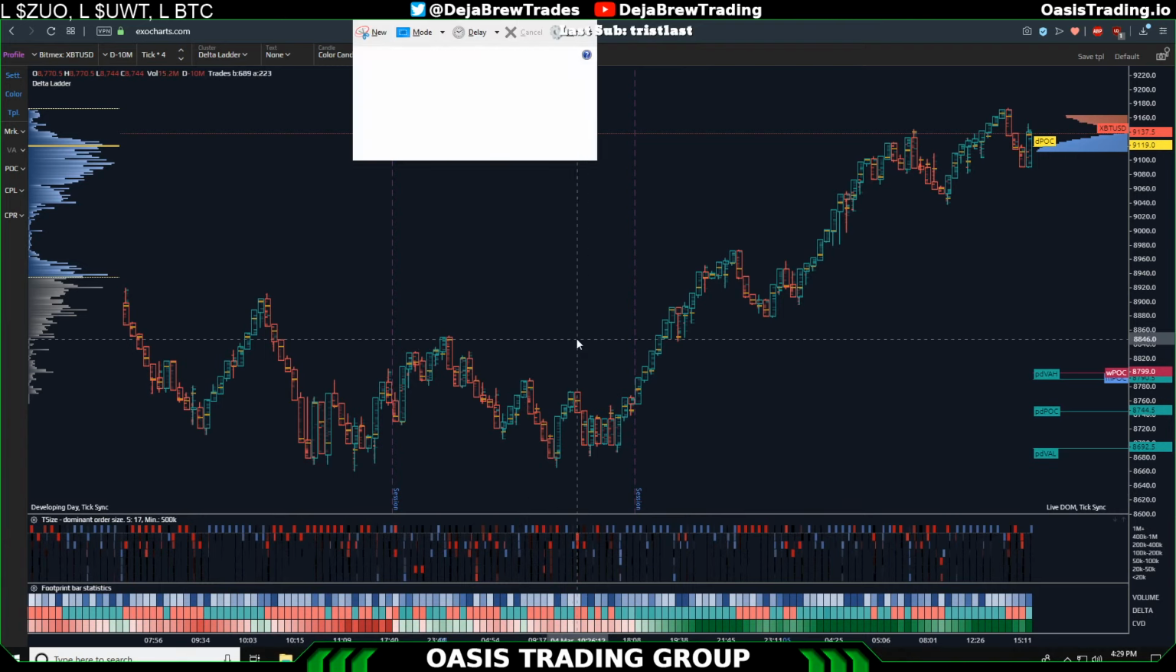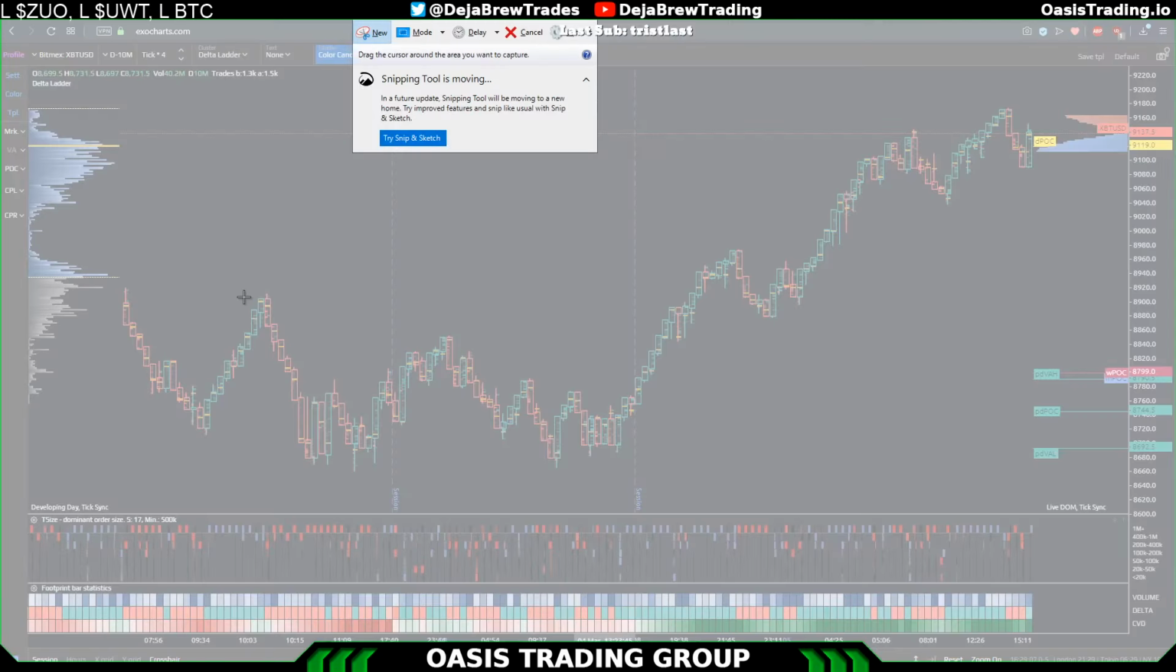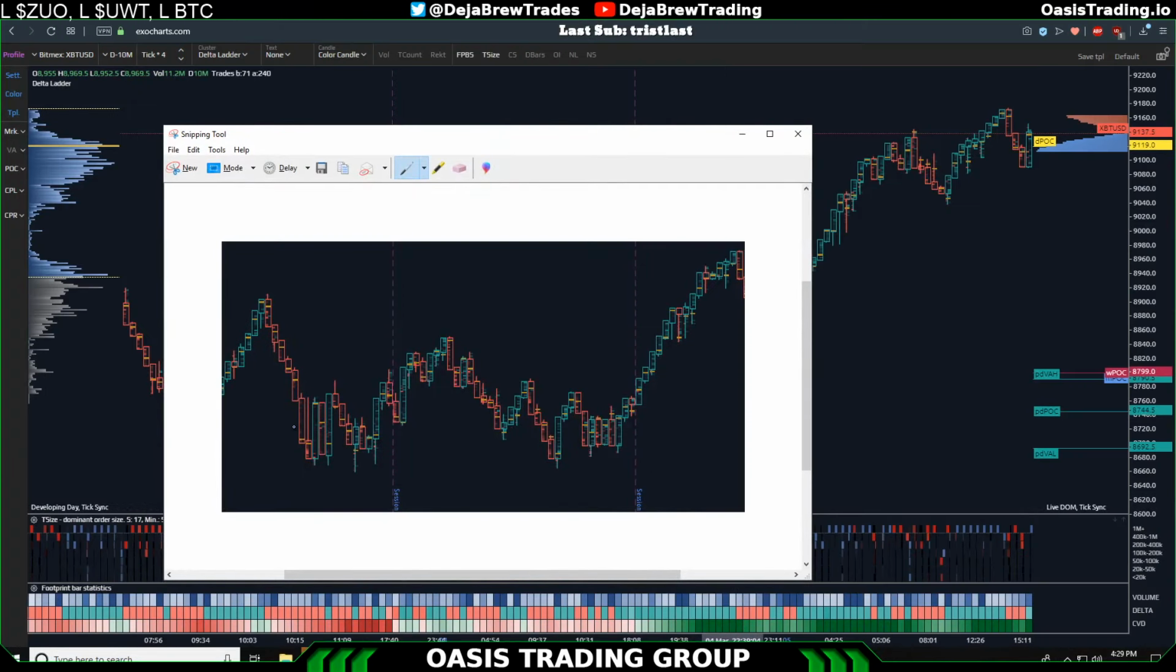But I can snip it just to give you kind of an example. I like looking for these kind of ranges, the same thing I look for in candlestick trading. I like looking for the accumulation and the distribution, kind of where the delta chart is finding support, where the delta chart is finding resistance. And I like to look for those shifts in that delta.